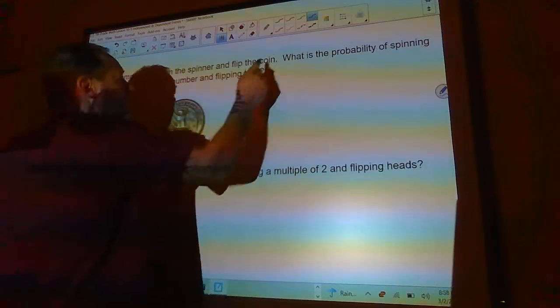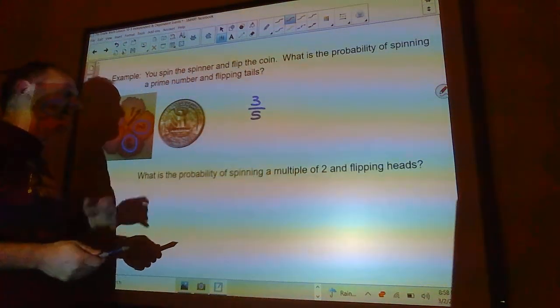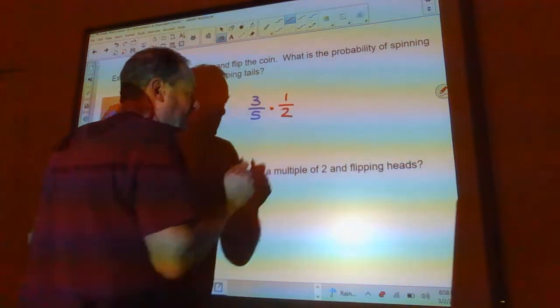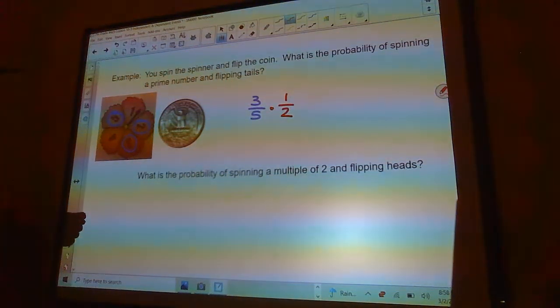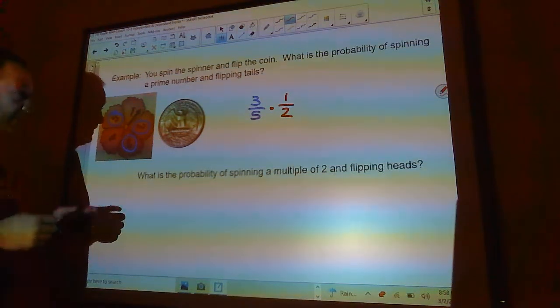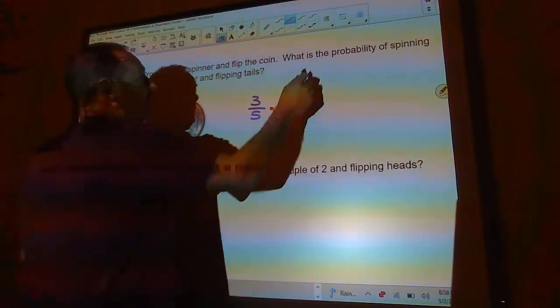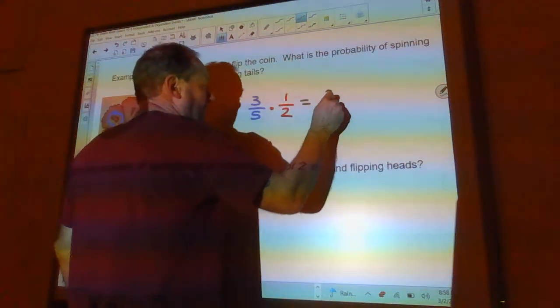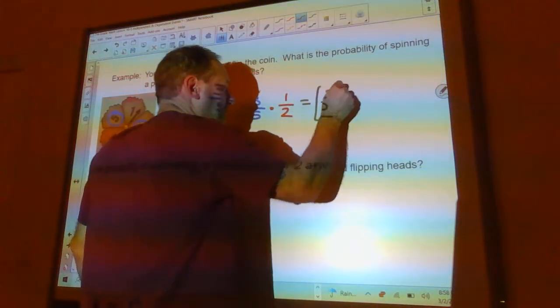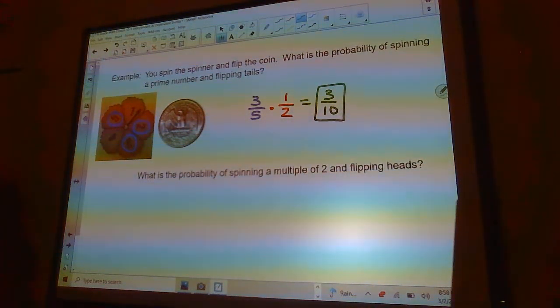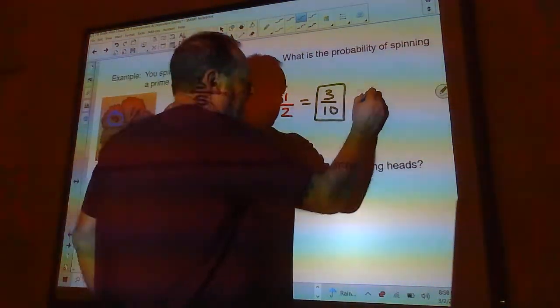Now, what's the probability of flipping tails? Well, I've got a heads and a tails, so I have a probability of 1 in 2 of flipping tails. So the probability of spinning a prime number and flipping tails is going to be 3/5 times 1/2, or 3 in 10. That's 30%, if I want to write it as a percent.